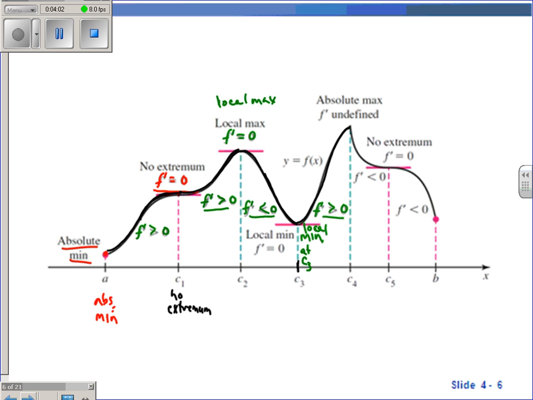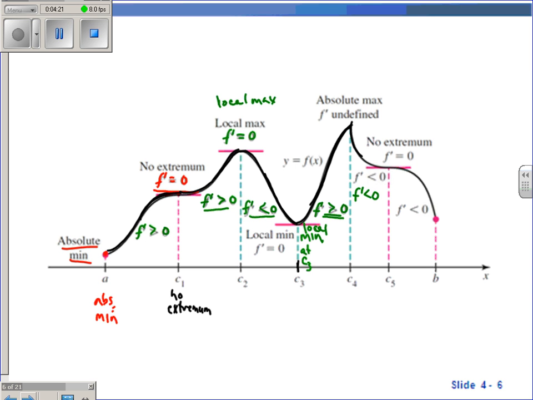Now notice at the next point, the function's rising, comes to a sharp corner, but now it starts falling. Well, that tells me the derivative is changing. It was positive to the left. Now it's going to be negative to the right since the function's graph is falling. So I'm going to have a maximum at that point.